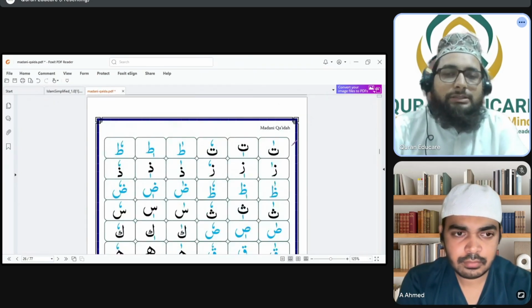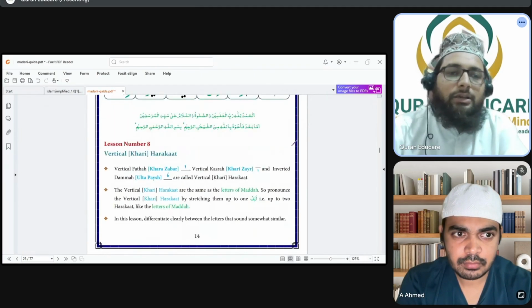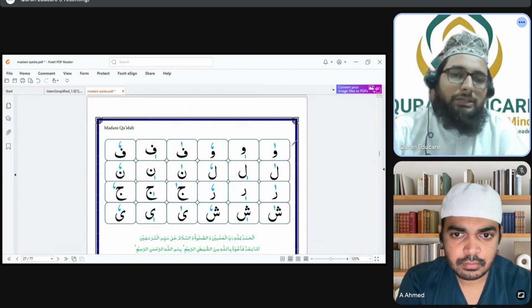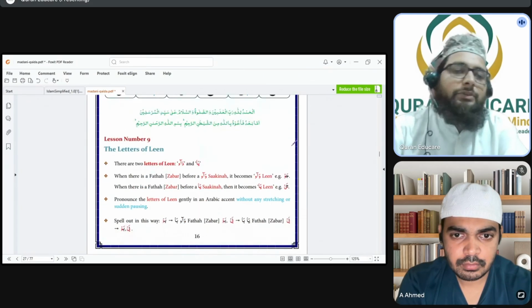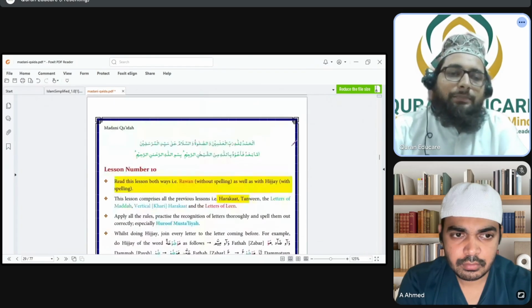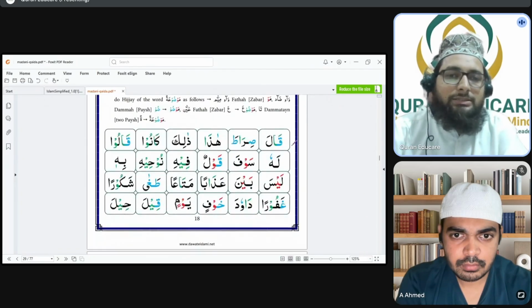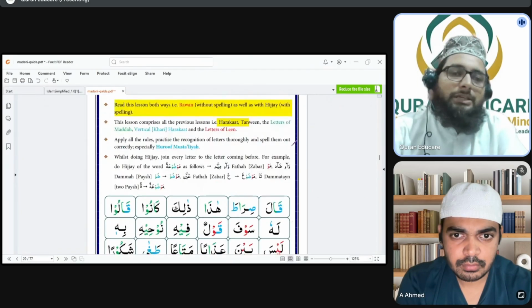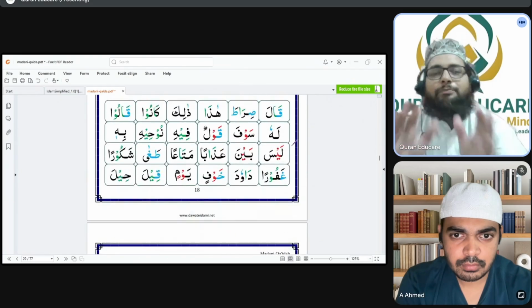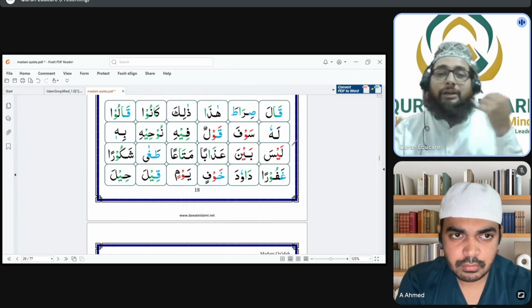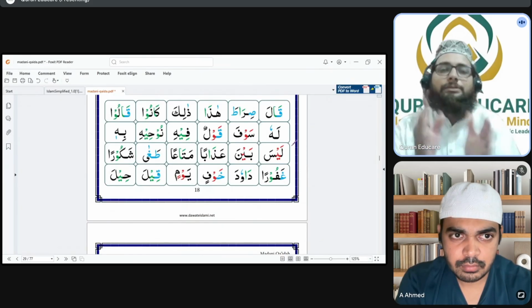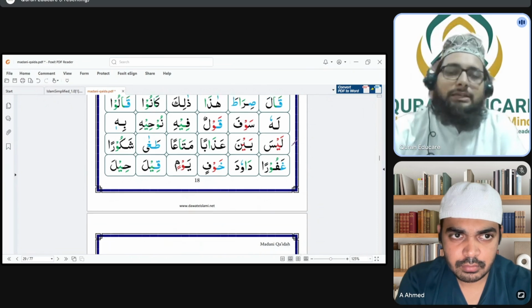In lesson number 8, we learn about the khari harakat, khari zabar, khari zair, and ulta pesh, and we learn the details of the khari harakat. In lesson number 9, we learn about the lean letters, and we compare lean letters with the madda letters so we can understand the difference. Lesson number 10 is a practice of all previous lessons from lesson number 1 to lesson number 9.